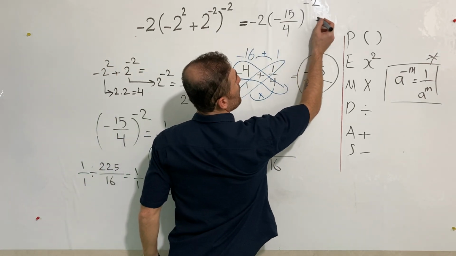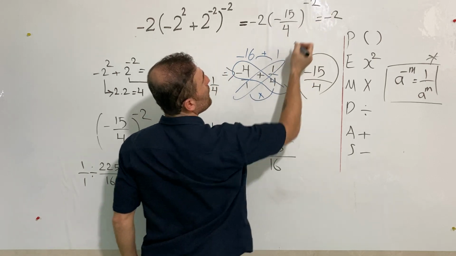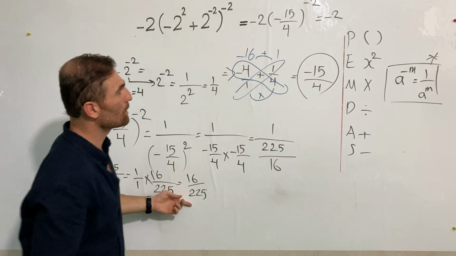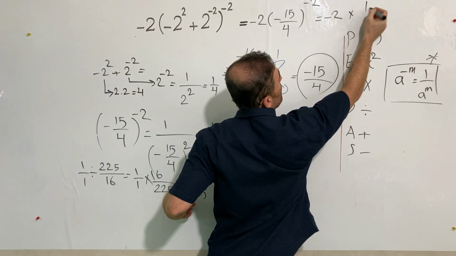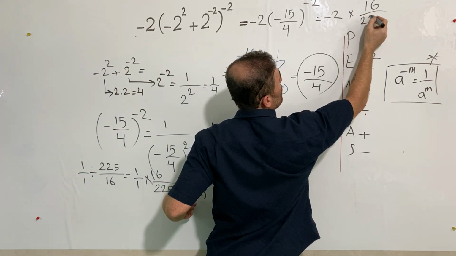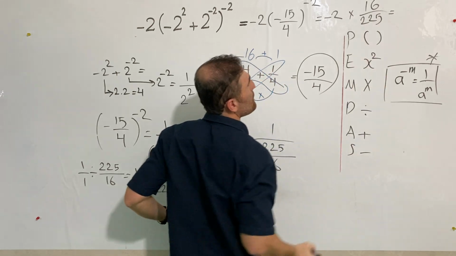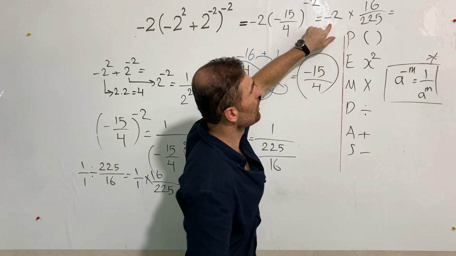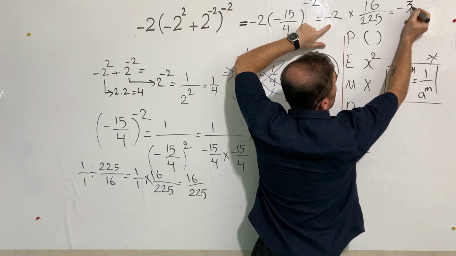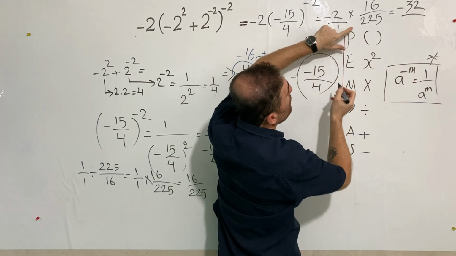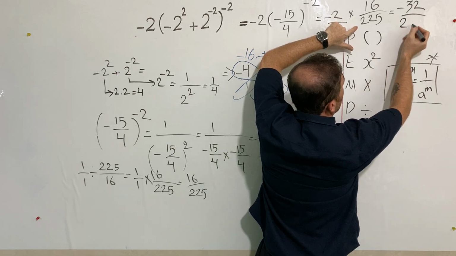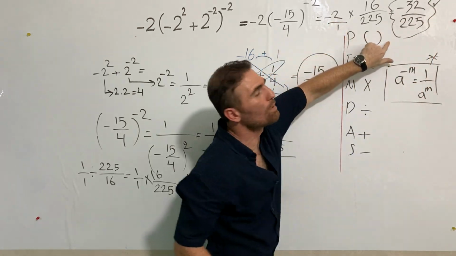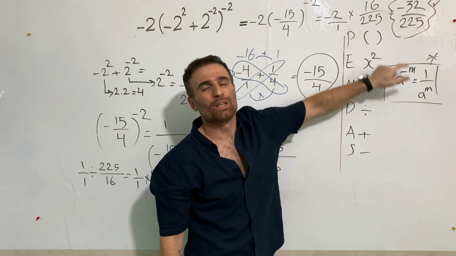Let me write it. Negative 2, and instead of negative 15 over 4 raised to the power of negative 2, I'm going to write 16 over 225. And next, the last step, negative 2 times 16 is going to be negative 32, and 1 times 225 is going to be 225. And this is the most simplified answer of our question.